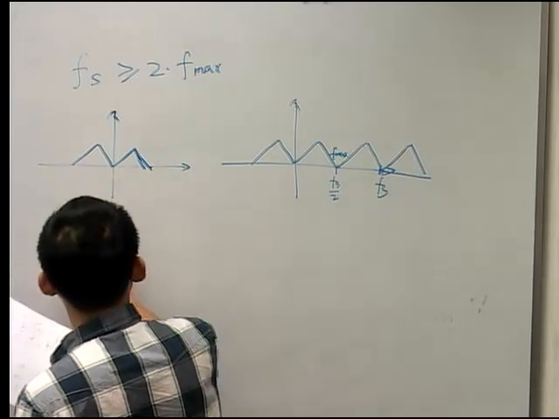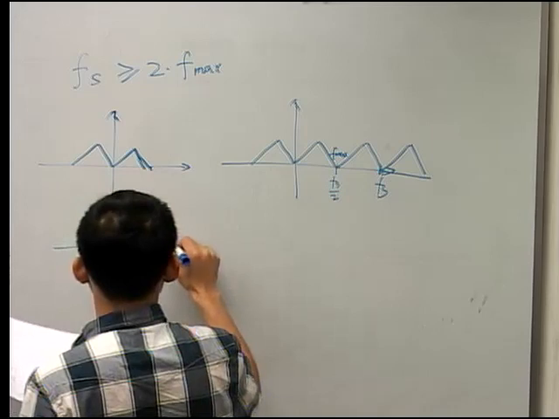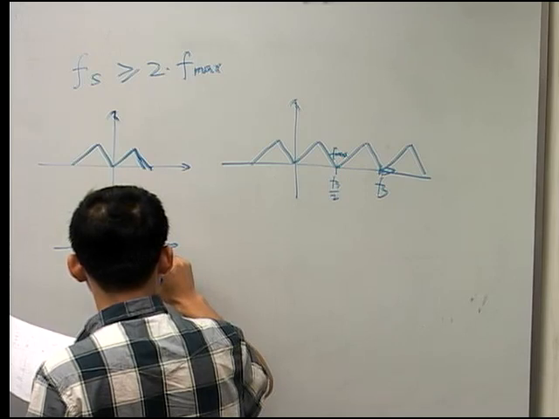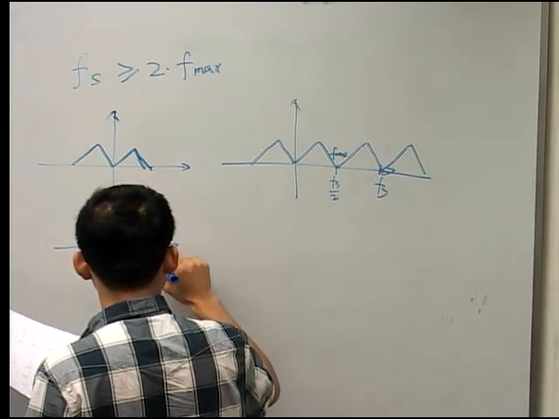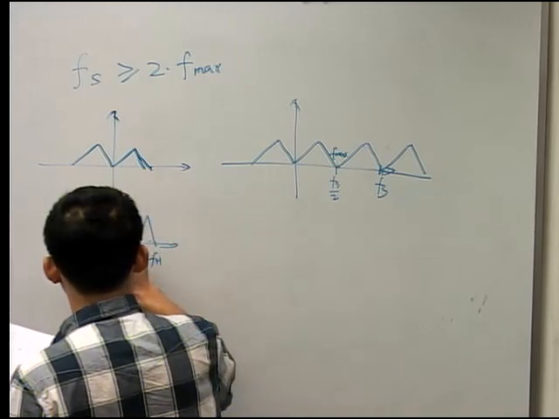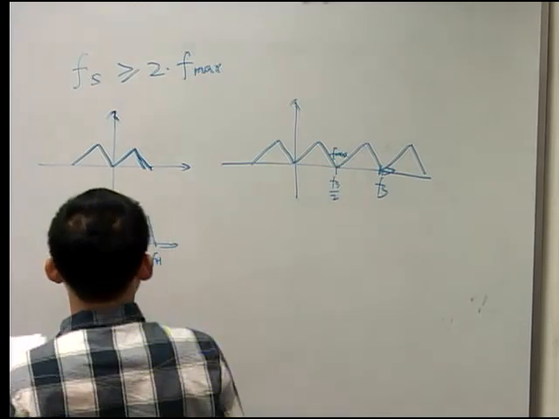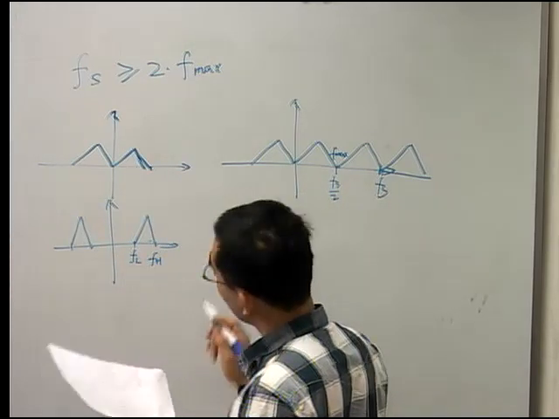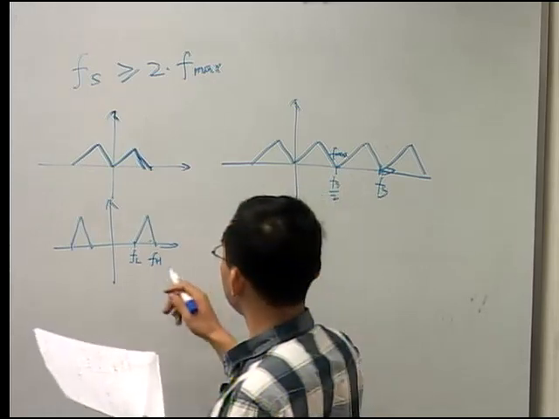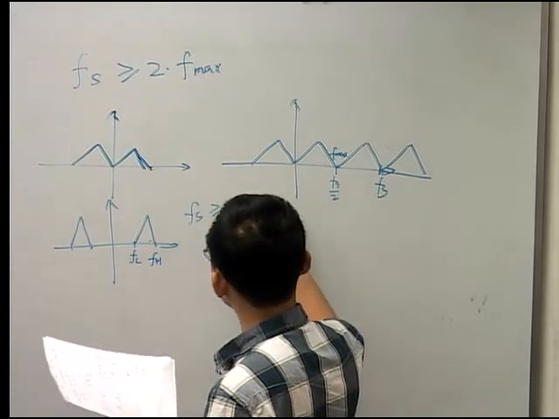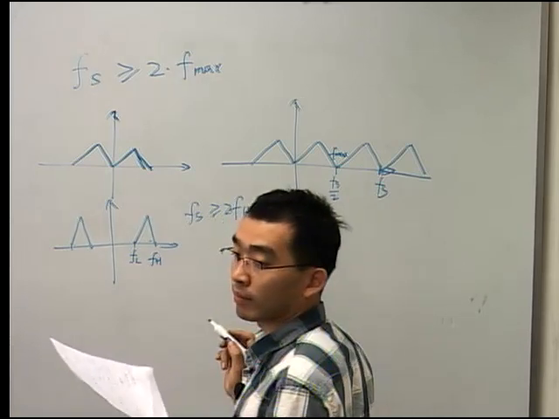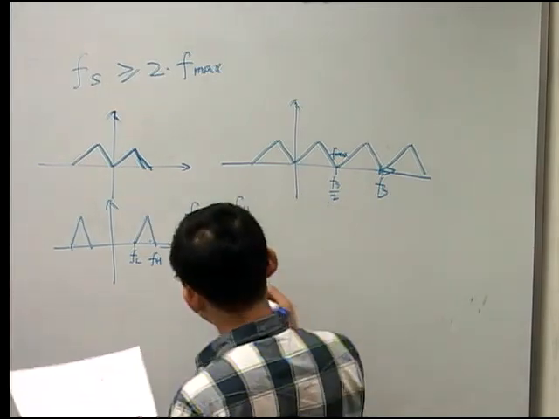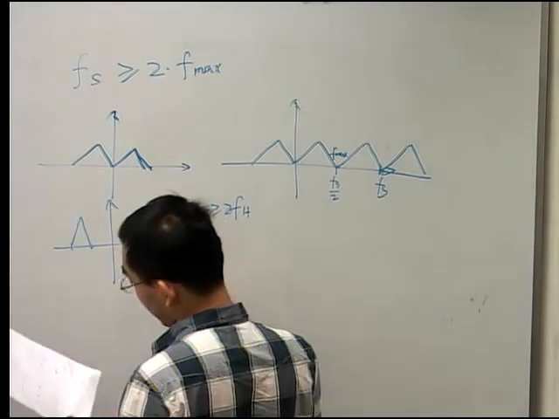If your input signal is not this, but something like this, it's a bandpass signal. For example, maybe this is FL, this is FH. If I have a signal like this, your sampling frequency fs does not need to be this one. It just has to be double the bandwidth, right? Yeah, it's just not a double. That's pretty complicated. So no, not totally double.